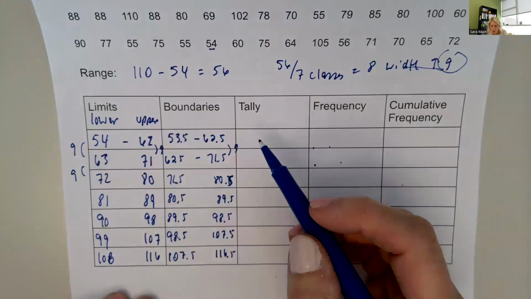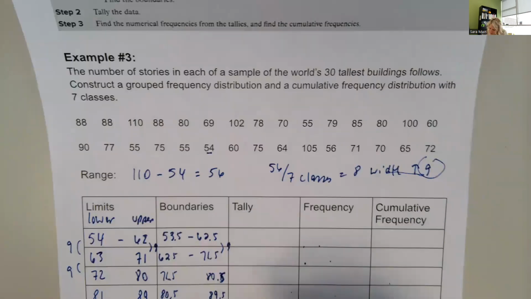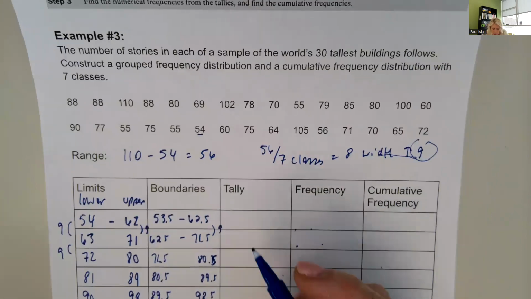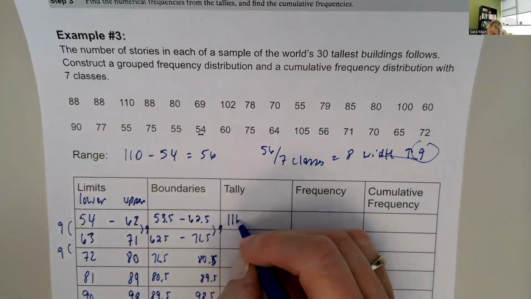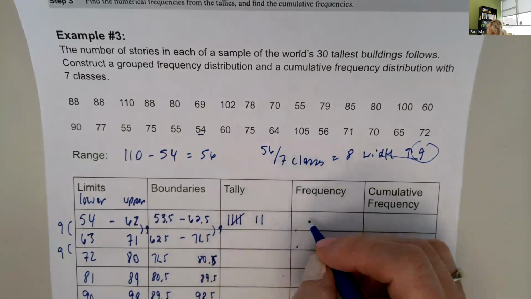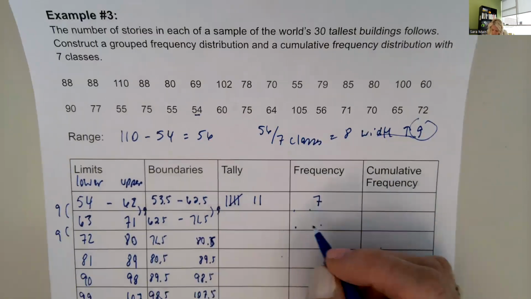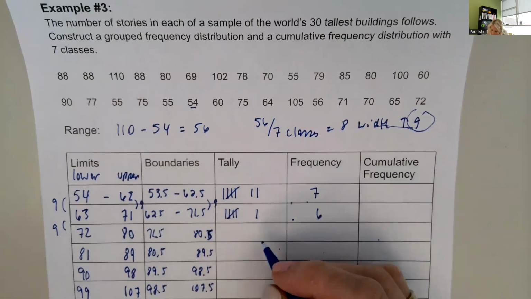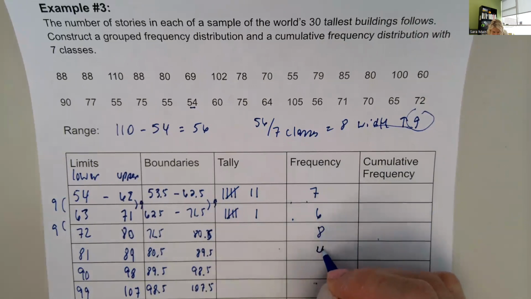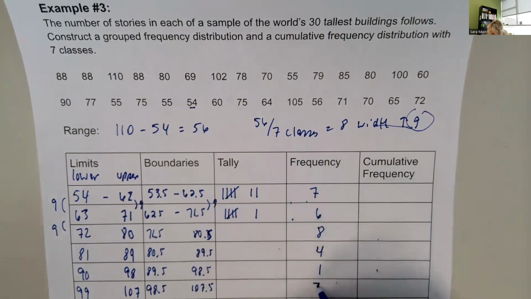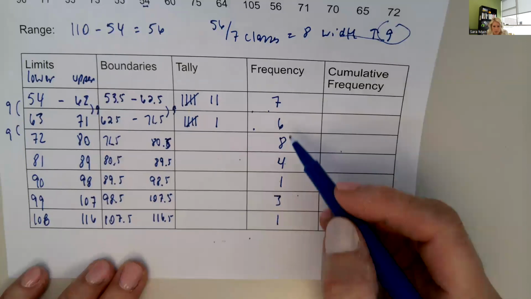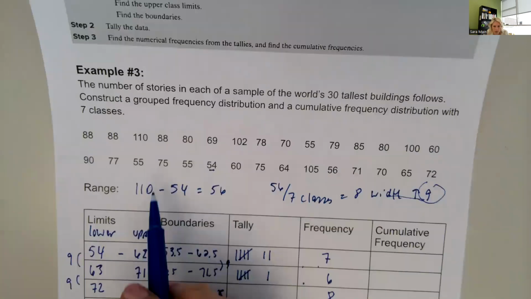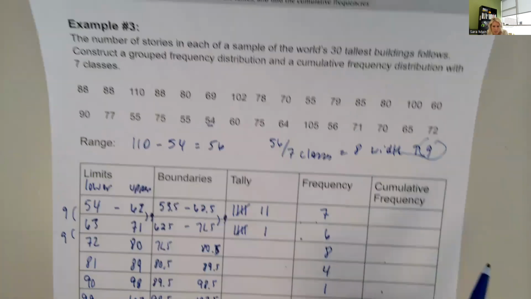Then we're going to tally how many observations are in each of the classes. I'm going to quickly do this for you. I suggest you do it on your own and just check with me. So there's 7 in the first class, 6 in the second. And then I'm just going to fill these in: 8, 1, 3, 1. When you add up your frequencies, they should add to your total. So it said there were 30 observations, and if you count here, there should be 30 observations.